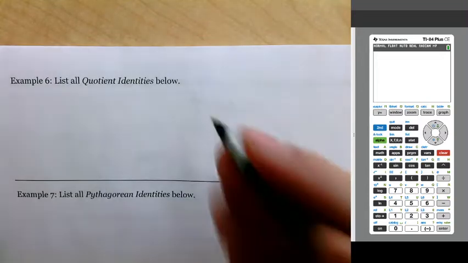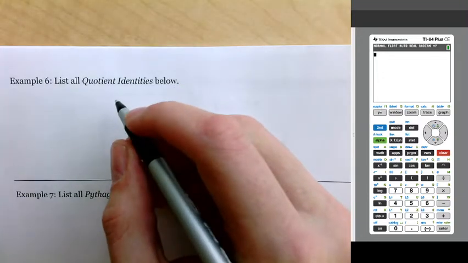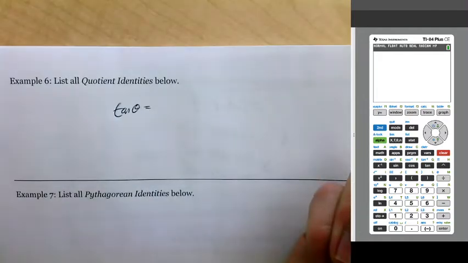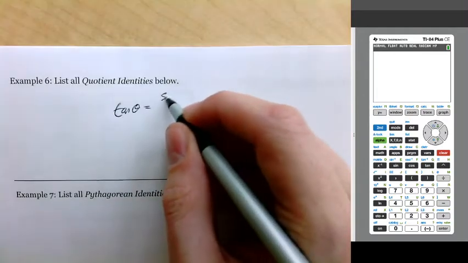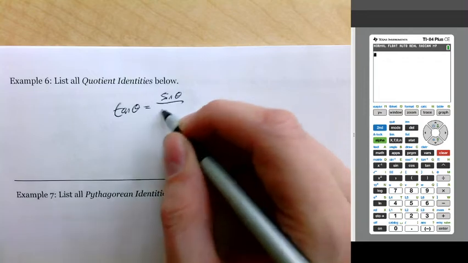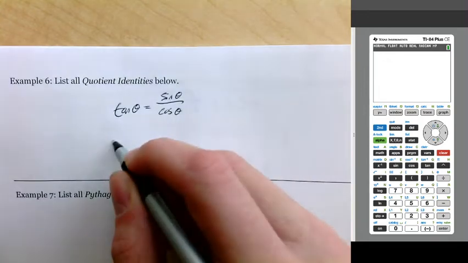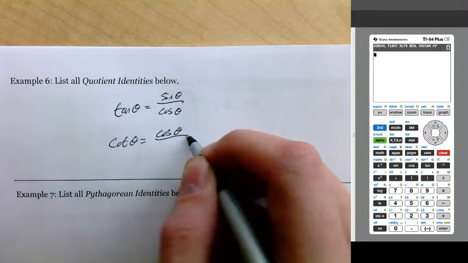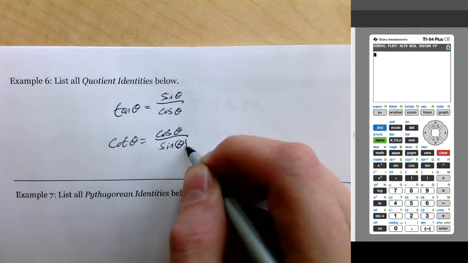Now, the quotient identities, those involve sine, cosine, tangent and cotangent. Tangent, instead of being thought of as the reciprocal of cotangent, you can actually think of this one as sine of theta over cosine of theta as well. While cotangent of theta could be thought of as cosine of theta over sine of theta.